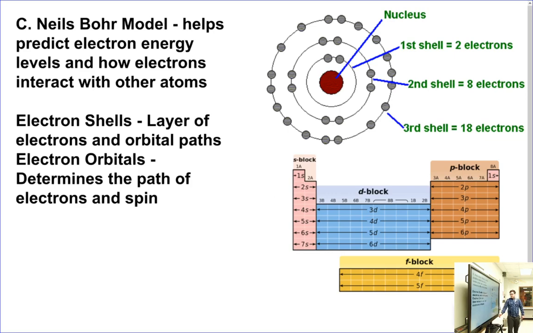I'd recommend drawing this picture. Let's draw that picture on the top right. The Niels Bohr model, which is also called the planetary model, allows us to predict where the electrons are at and where they're going, and how they interact with other atoms. So when we look at chemical bonding later on, this kind of thing is going to pop up again, and we're going to see how electrons transfer between the atoms.